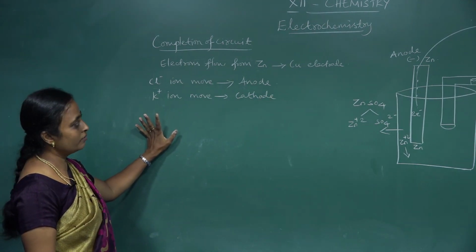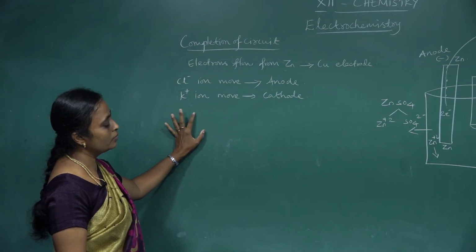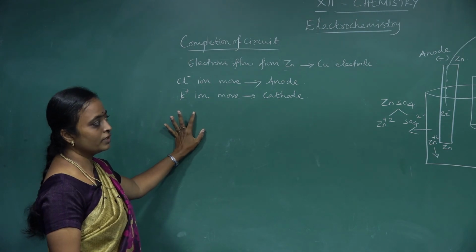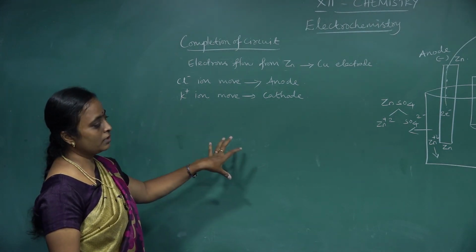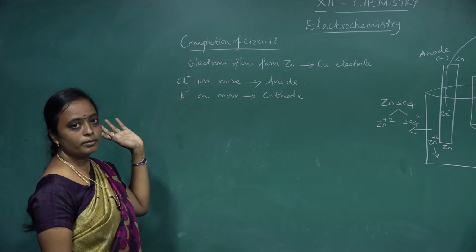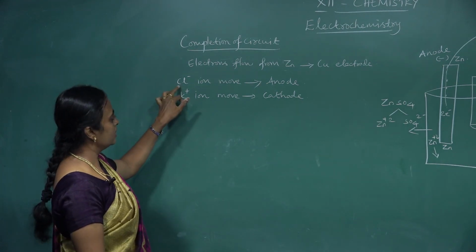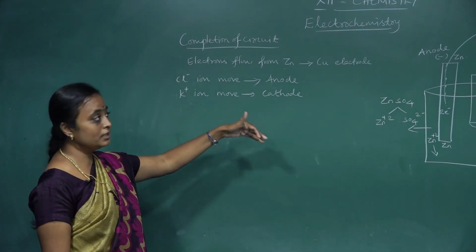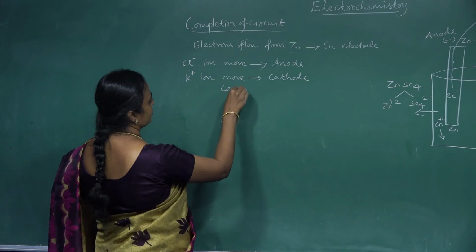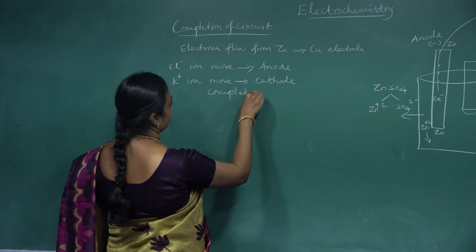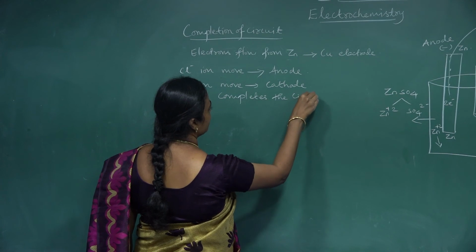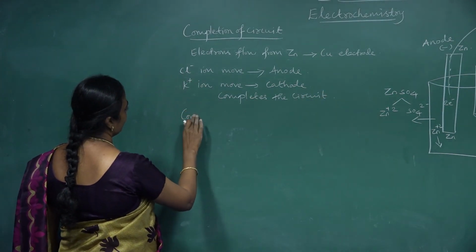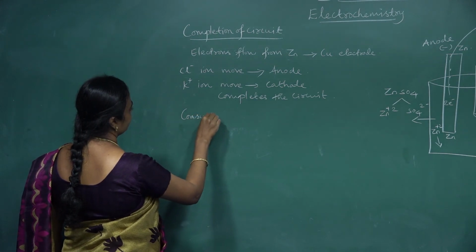That is a movement of the electrons from one compartment to the another compartment, that will be neutralized by the movement of the ions from one part to the another part. That is Cl- ion moves towards the anode and K+ ion moves towards the cathode. This will complete the circuit. Okay, and next we are going to see about the concept of an electrode.